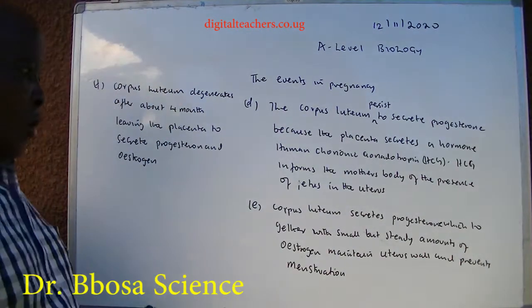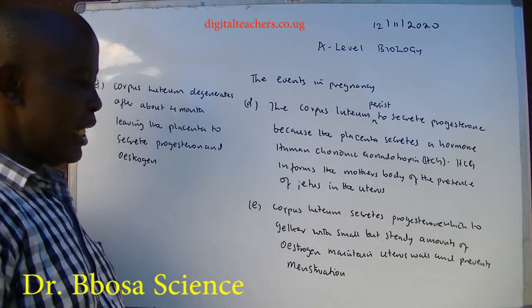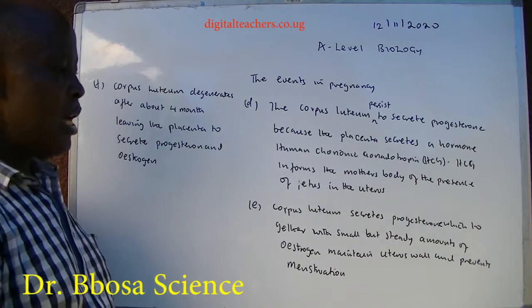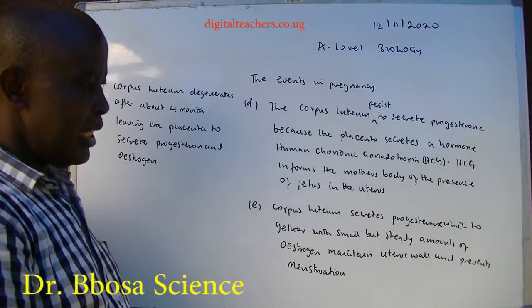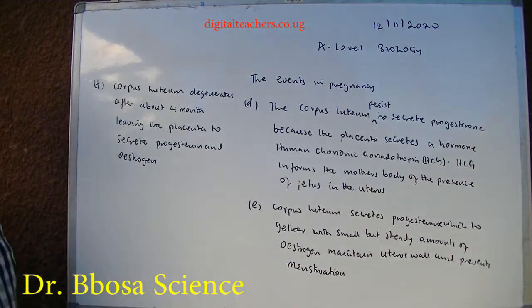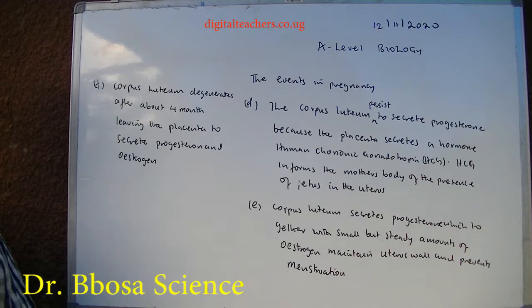E, corpus luteum secretes progesterone, which together with small but steady amount of estrogen maintains the uterus and prevents menstruation. F, corpus luteum degenerates after about 4 months, leaving the placenta to secrete progesterone and estrogen that maintains pregnancy.